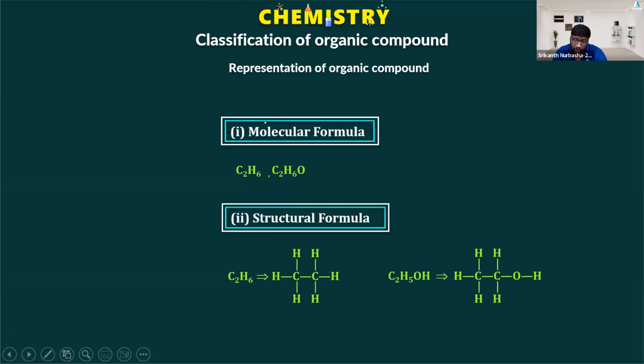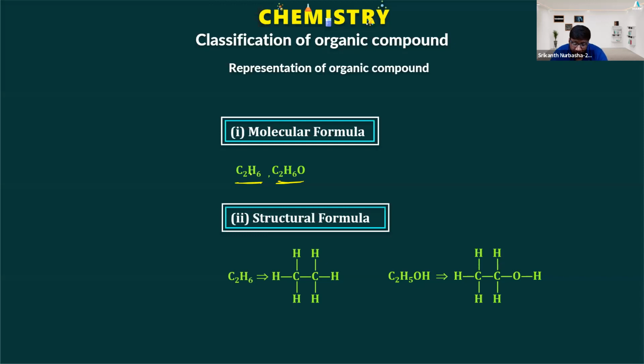Molecular formula gives information regarding how many atoms there are of each type. C2H6, C2H6O: how many carbons are there? How many hydrogens? That information is given by the molecular formula. Molecular formula just gives information regarding the number of atoms, whereas structural formula gives an idea regarding the type of bonds. In a particular molecule like C2H6, what type of bonds are there? That information is given by the structural formula.